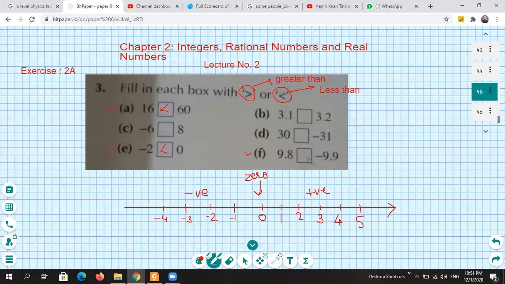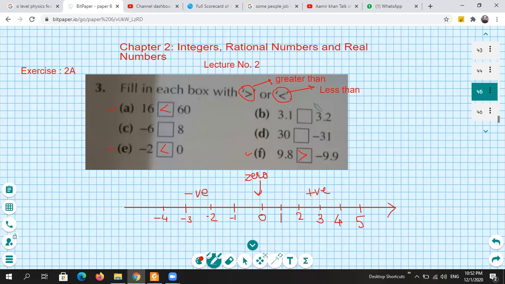In part F, we have two numbers, 9.8 and negative 9.9. A negative number is always less than a positive number. So it is very obvious that we should write this sign like this. You can see that the open side of this sign points towards 9.8, which is greater than negative 9.9. So this is read as 9.8 greater than negative 9.9, or negative 9.9 is less than 9.8. Both statements are correct.